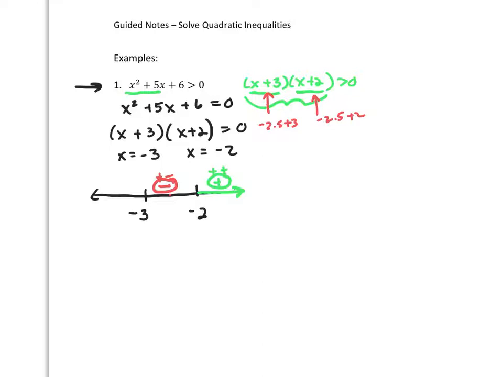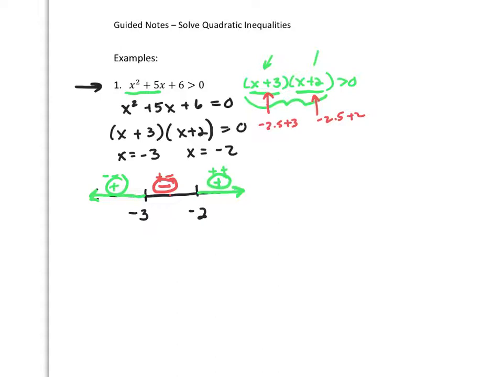And I would stop now, but just for practice, I'm going to choose negative 4 from this range here. Negative 4. If I plug negative 4 in there, negative 4 plus 3 is negative. Negative 4 plus 2 is negative. Negative times a negative is a positive.